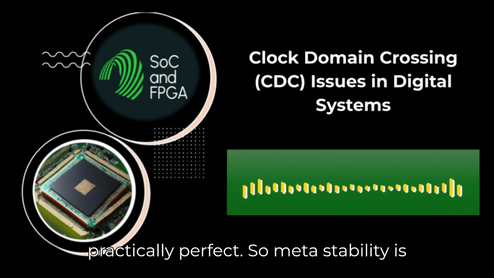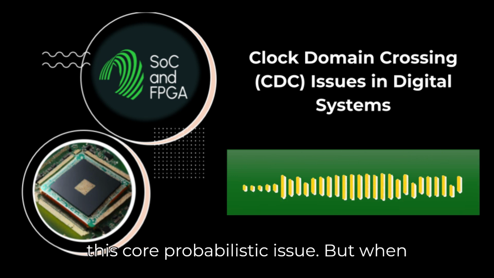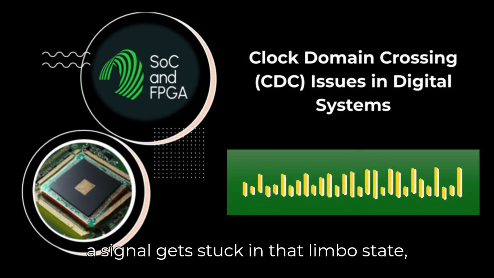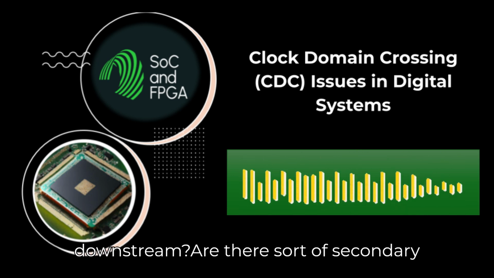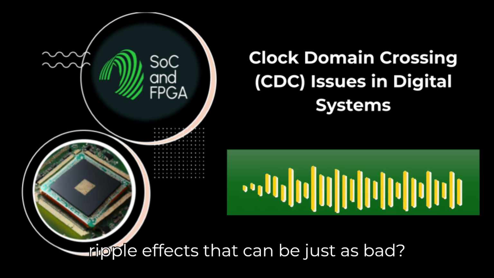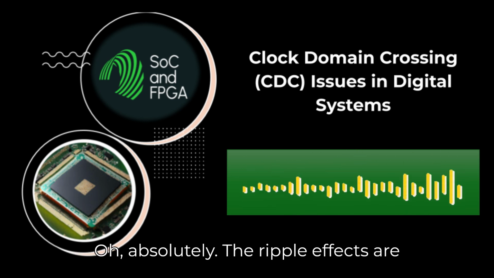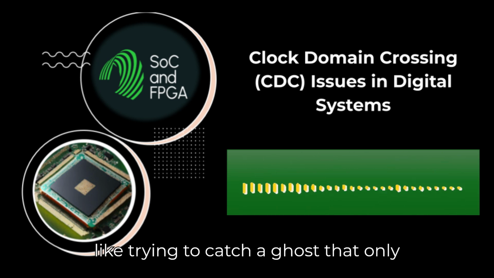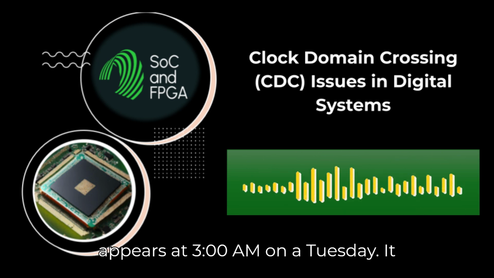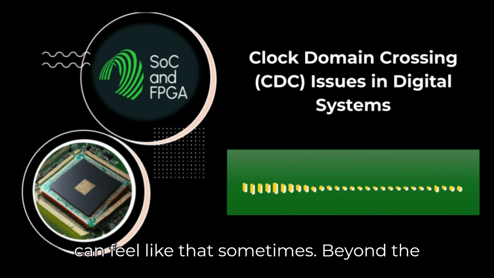So metastability is this core probabilistic issue. But when a signal gets stuck in that limbo state, what other kinds of errors can it trigger downstream? Are there secondary ripple effects that can be just as bad? Oh, absolutely. The ripple effects are significant. You're right. It's not just the initial metastable state. It sounds like trying to catch a ghost that only appears at 3 a.m. on a Tuesday. It can feel like that sometimes.